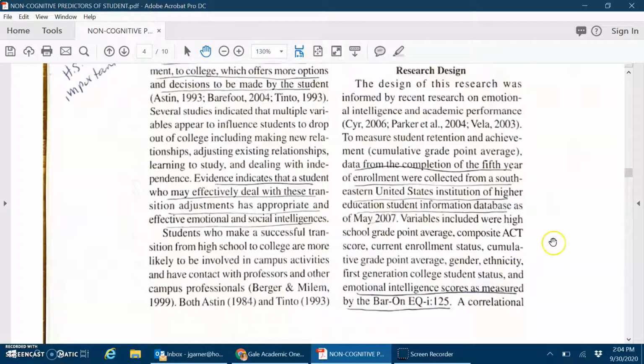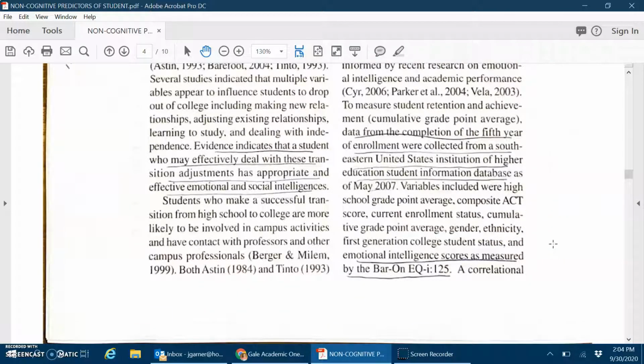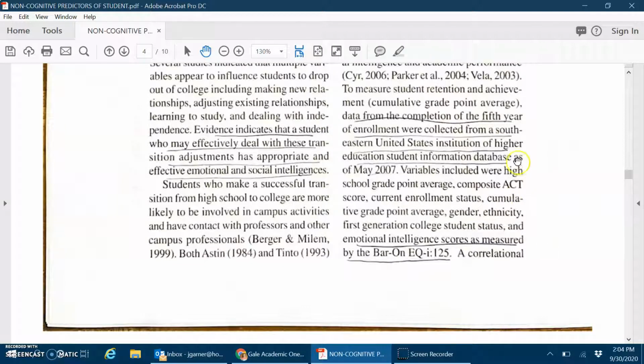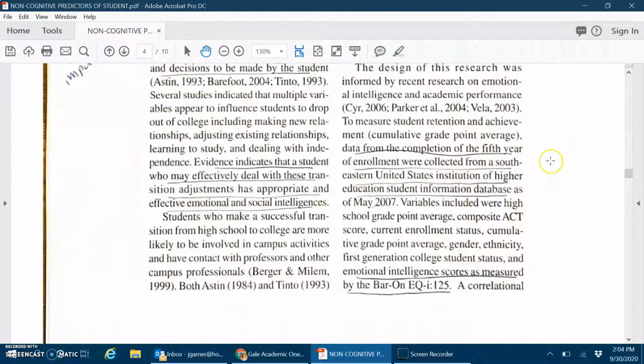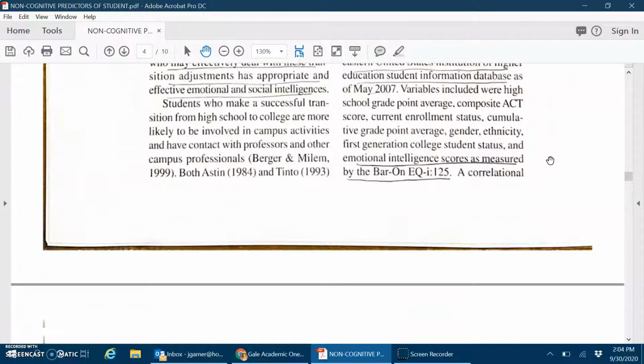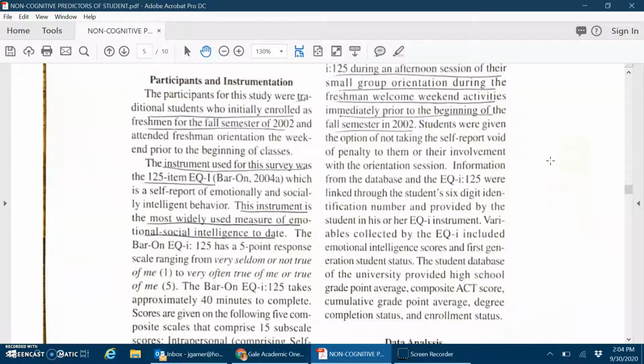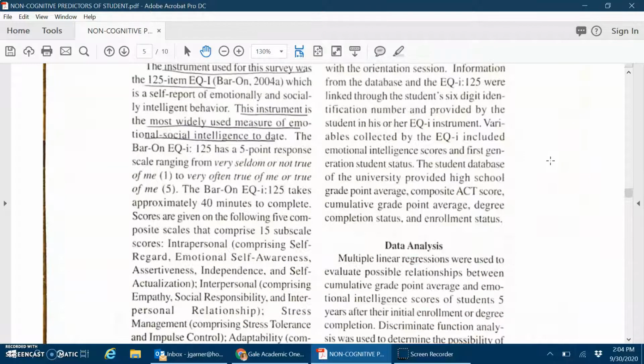In most cases, student, you wouldn't need to read this, or maybe you just want to skim it to get an idea about what kind of study they did. In this case, they got their data from a Southeastern United States college, and they gave students this emotional intelligence quiz during their orientation. So it tells you a little bit about that.